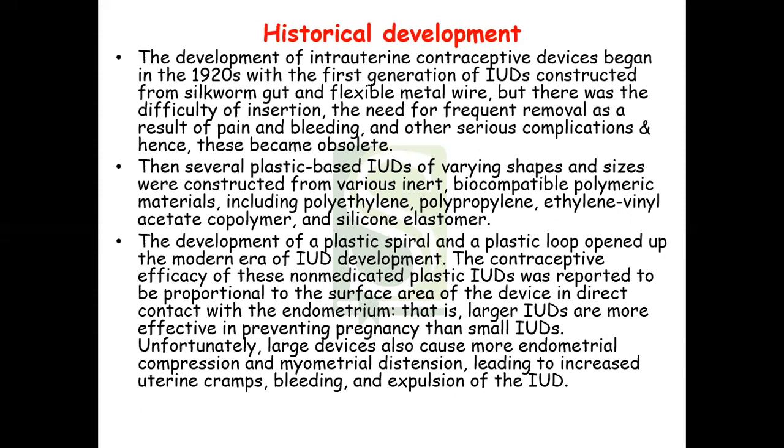The contraceptive efficiency of these non-medicated plastic IUDs was reported to be proportional to the surface area of the device in direct contact with the endometrium. That is, larger IUDs are more effective in preventing pregnancy than the small IUDs. Unfortunately, the larger devices caused more endometrial compression and myometrial distension, leading to increased uterine cramps, bleeding, and expulsion of the IUD.